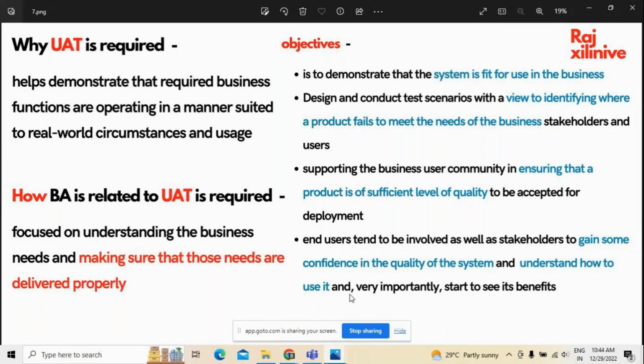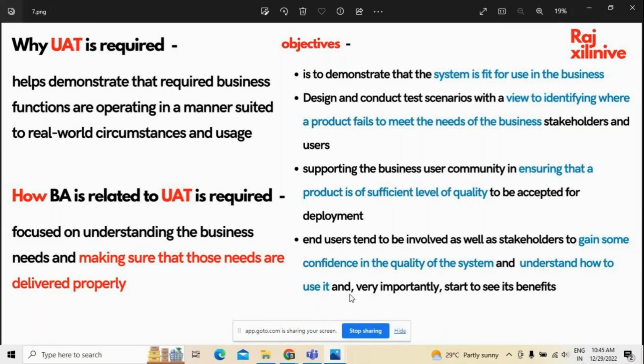When it comes to the objectives of user acceptance testing, there are some UAT objectives we need to understand, where we have to demonstrate. At the same time, we need to ensure that the business requirements we have identified fit into the system environment we have developed. The other objective is to design and conduct test scenarios, to identify where the product is failing to meet the needs of the business. This is in reference to the perception of the stakeholders followed by the users.